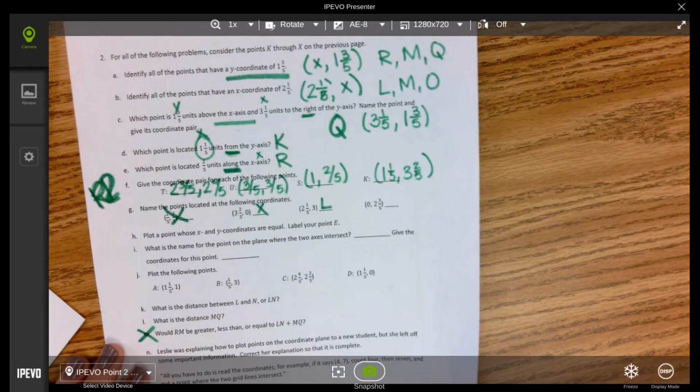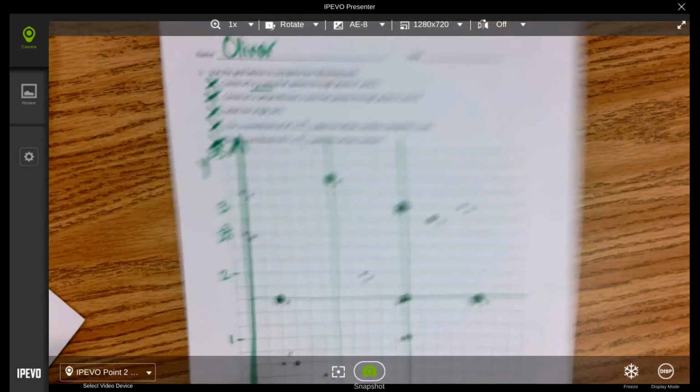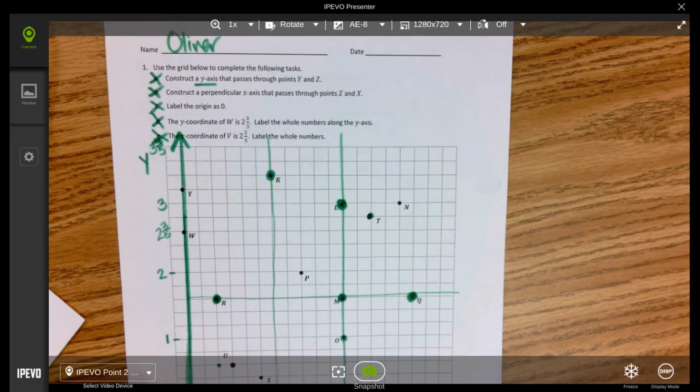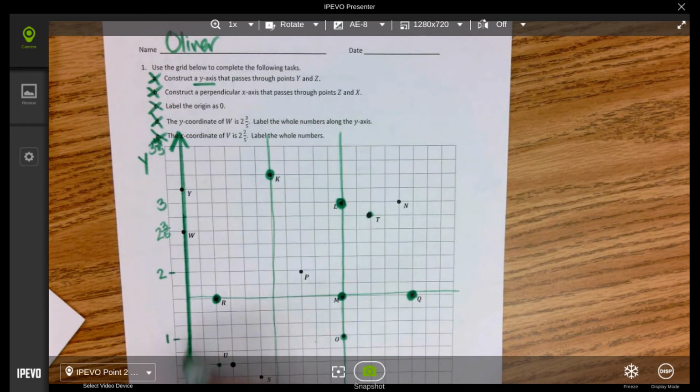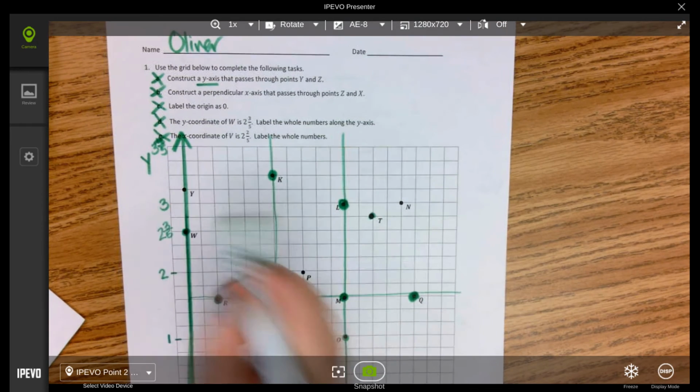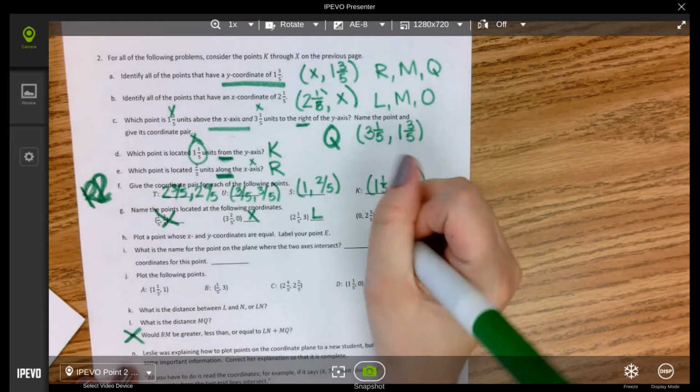And then 0, 2, and 3/5. So I don't go over at all. I stay right on the x-axis, and I go up to 2 and 3/5, and I hit letter W.